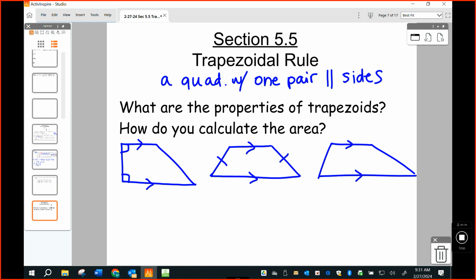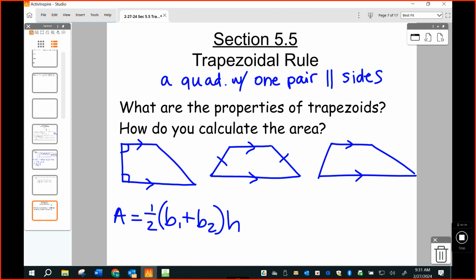Okay, how do you find the area of a trapezoid? Anybody remember this formula? There are two bases. Base one plus base two, times the height. And then you do times what? Is it 1/2? You divide by 2?